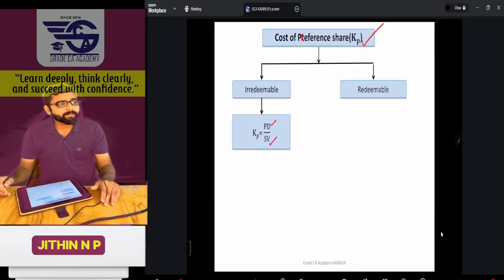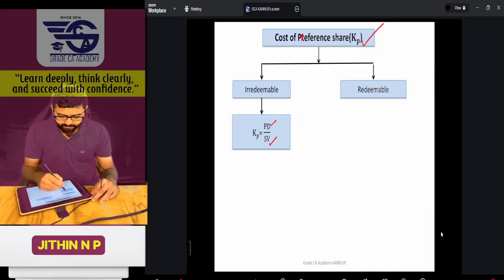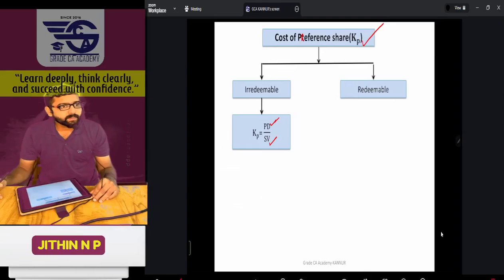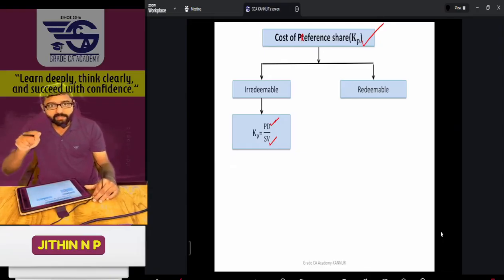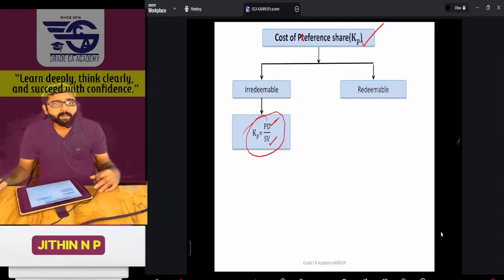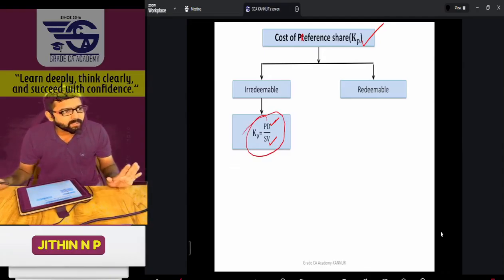What is PD? Preference dividend. Preference dividend is an after tax item. Preference dividend is paid by the company after tax. Then 1 minus T is not required to be adjusted in preference dividend. Clear? Interest is a before tax item, so I into 1 minus T. Clear? Hence, KP is equal to PD divided by SV. Clear?